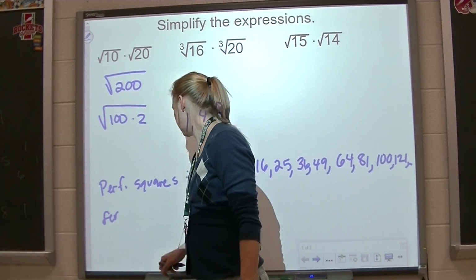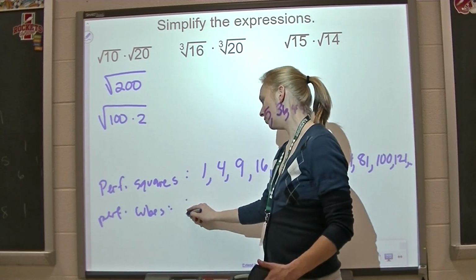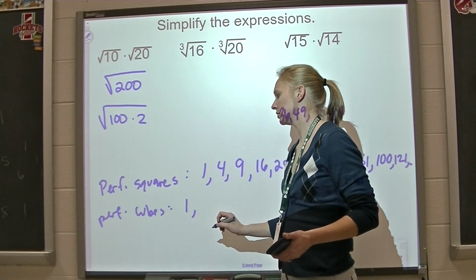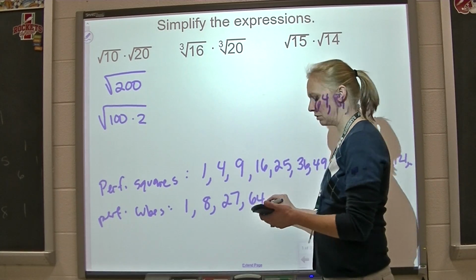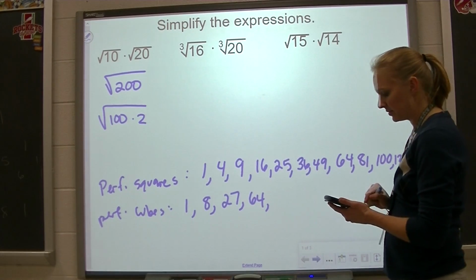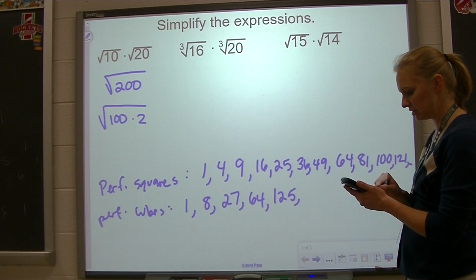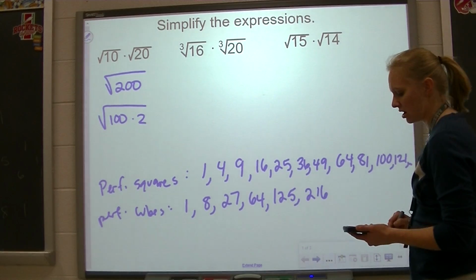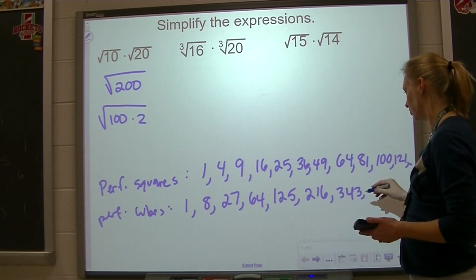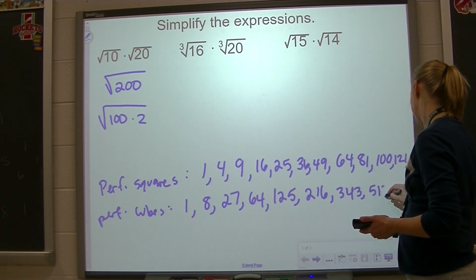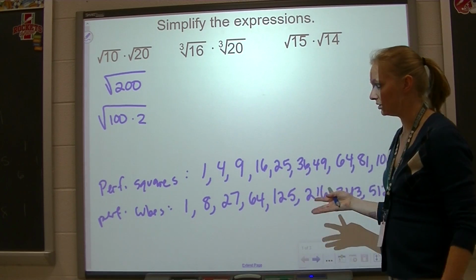So my perfect cubes are going to be 1, because 1 cubed. 8, because that's 2 cubed. 27, because that's 3 cubed. 64, because that's 4 cubed. I think 5 cubed is 125. Yep, it is. 6 cubed, I think, is 126. Or sorry, 216. 7 cubed, I don't know. 343. 8 cubed, 512. Etc. Now, again, it might be beneficial if you have these written down to help you.